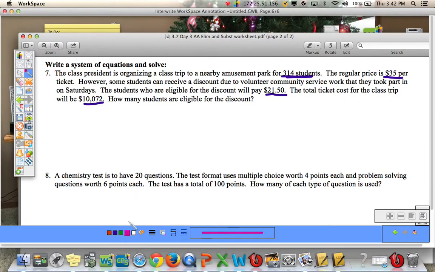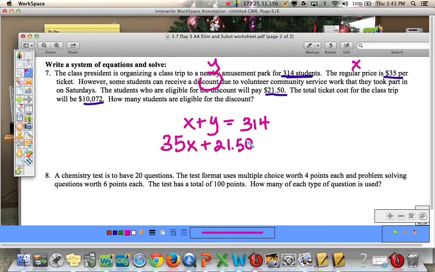All right, so we're going to say that we have regular price is X and discount price is Y. So X plus Y here, the amount of tickets, 314 tickets. It's $35 for regular. It's $21.50 for the discount, and the total price was $10,072. So use substitution, kind of like we used for the last problem, and let's see if you can solve for how many regular price tickets and how many discount tickets there are.